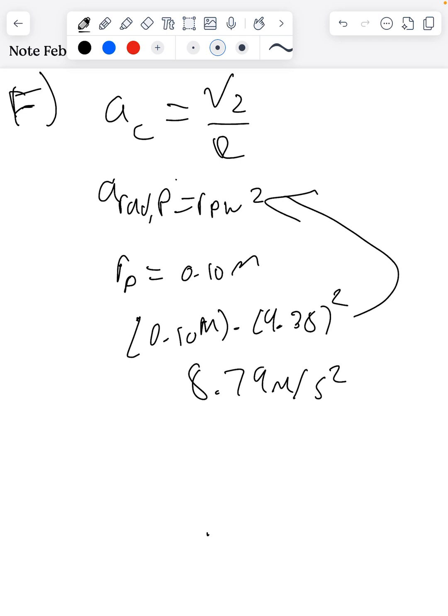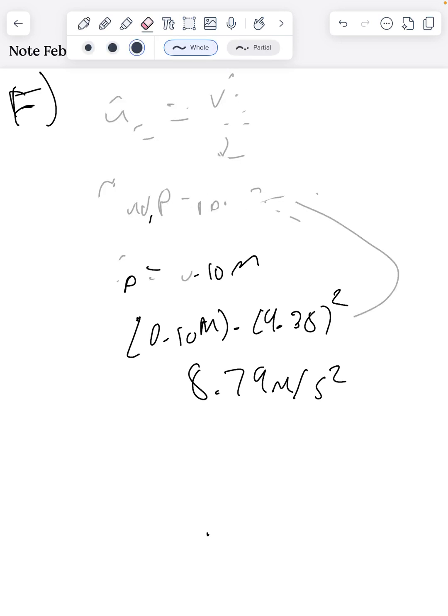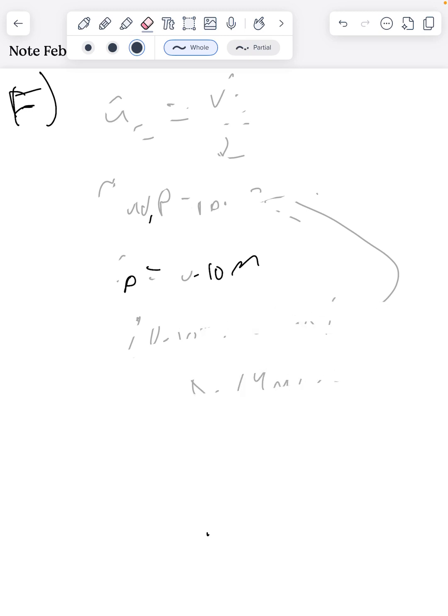So for now, we are going to go on to question G. Part G is going to be asking us a very simple question: find the centripetal acceleration of point Q now. So that's what we're finding. We're going to do the same thing. Write this out. We know that A_C equals that.